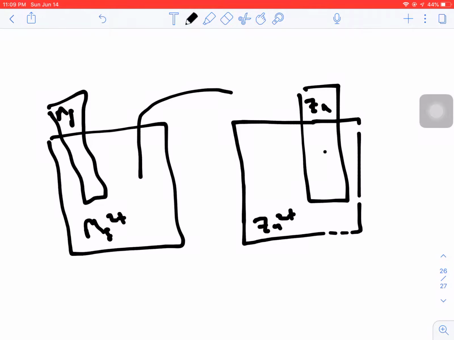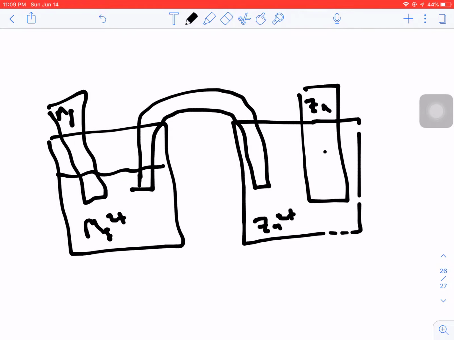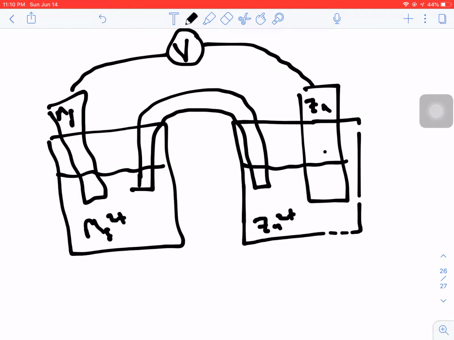And I have my salt bridge, and I have a wire. And typically I would put something in the middle of that wire, like maybe a bulb, so the bulb might come on. In this case, what they've done is they've used a voltmeter. So they put a voltmeter here to see how many volts that they're getting. And the question is, which way are the electrons going to flow?